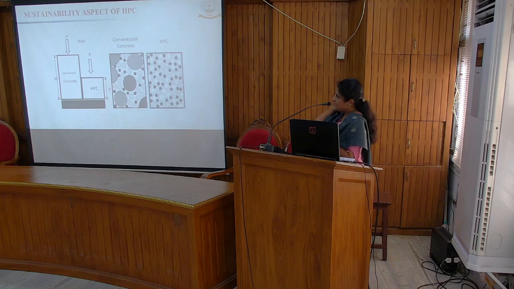Then this is what I said earlier. When we use conventional concrete and high performance concrete, in order to sustain a load P, we need that much height in the case of conventional concrete, and we can reduce the height by using high performance concrete. That is because of the optimized particle packing density, as we see in the second figure. By using HPC, we will get a better particle packing than conventional concrete.